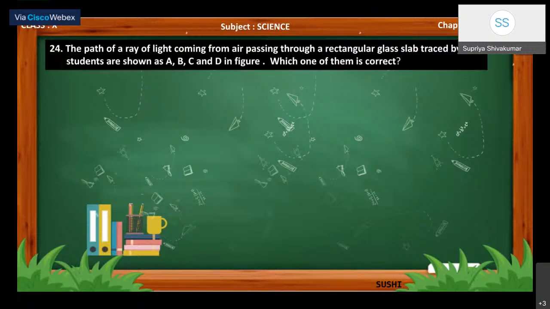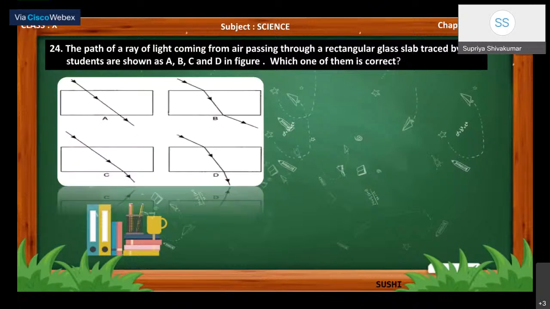Moving on, 24th. The path of a ray of light coming from air passing through a rectangular glass slab, traced by four students, is shown as A, B, C, D in the figure. Which one is correct? Which option is correct here? Option B.